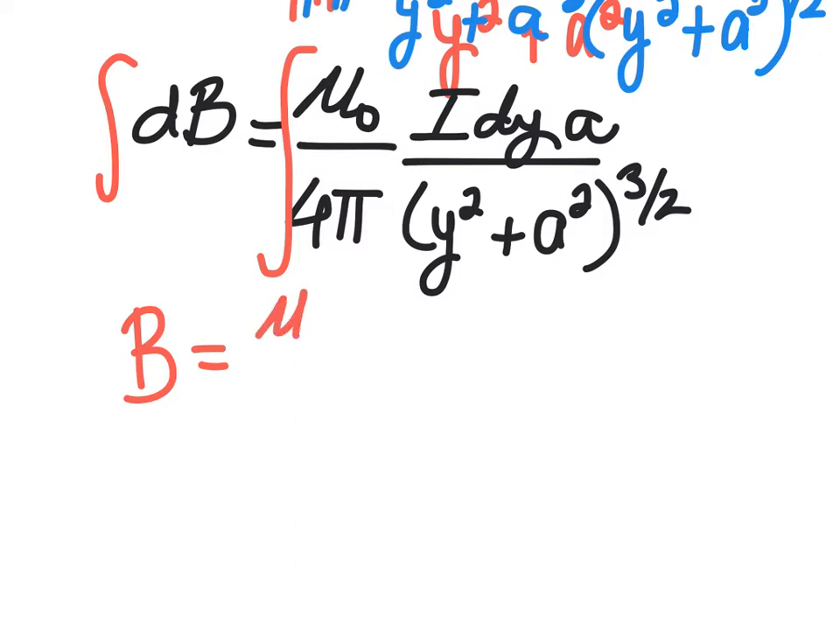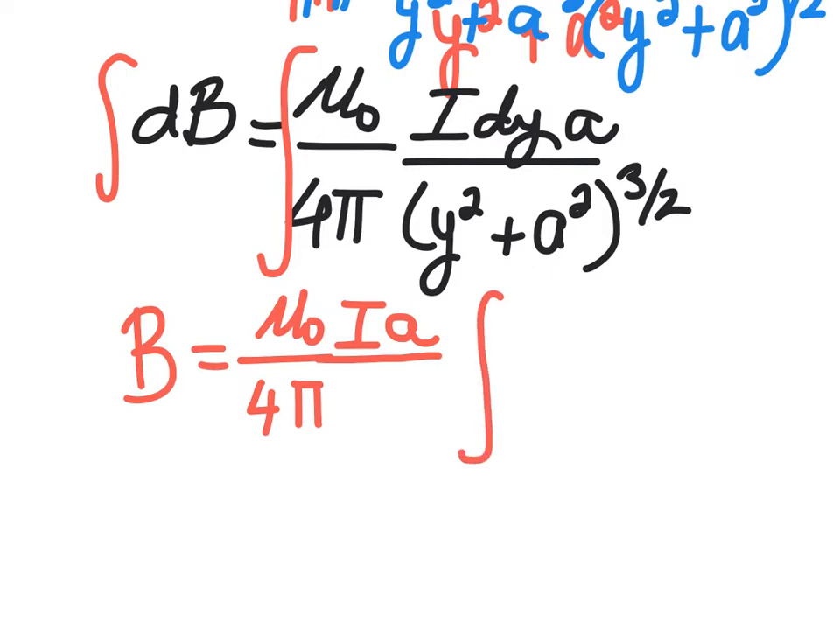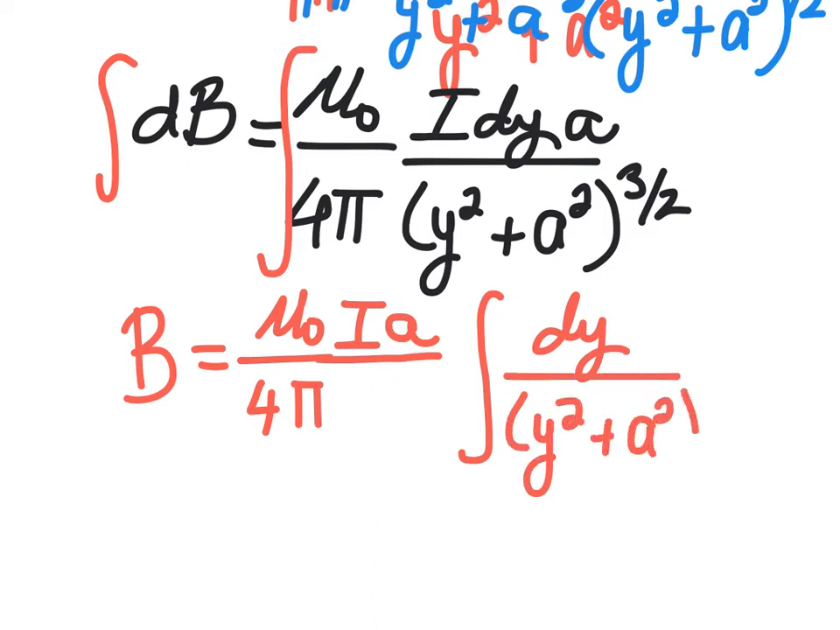So mu naught over 4 pi is for sure constant. I is constant because it's a constant current, and a is constant as well. So that removes a lot there. What's left is dy over y squared plus a squared to the 3/2. And if this is an infinitely long wire, I'm going to go from where y is equal to negative infinity all the way up to y is equal to infinity.